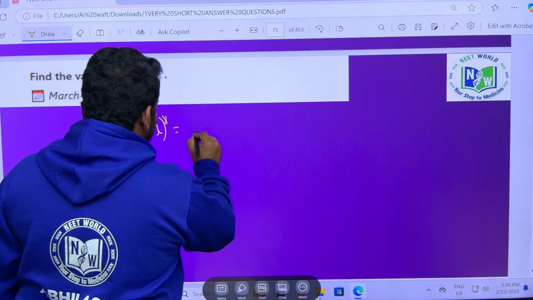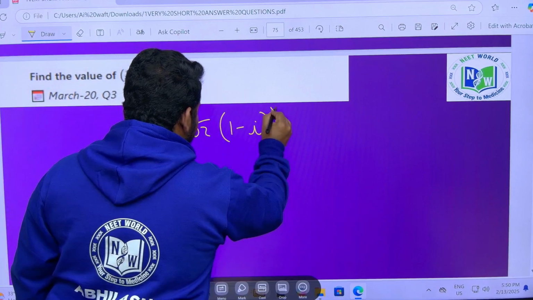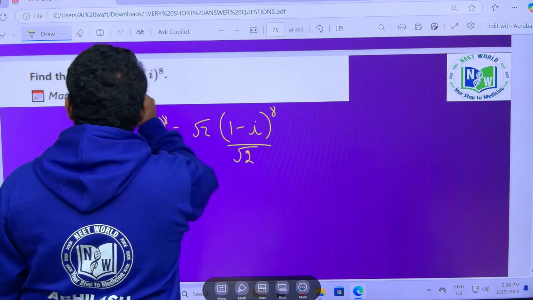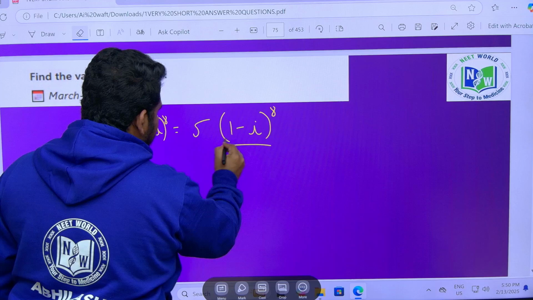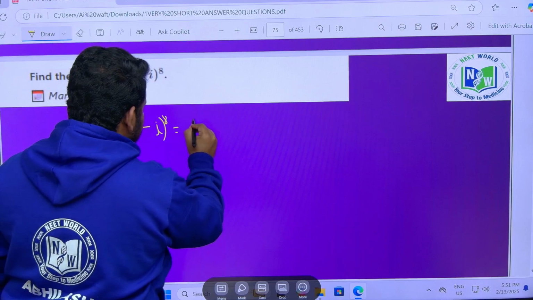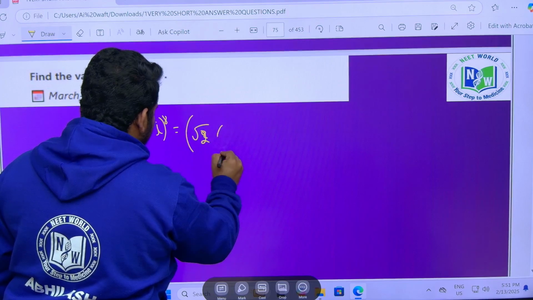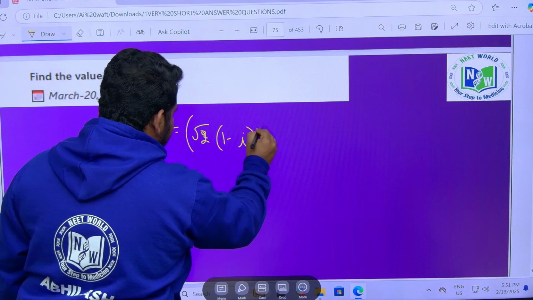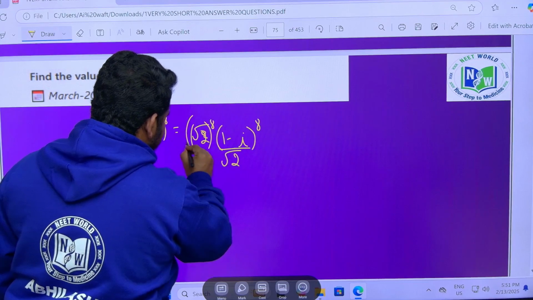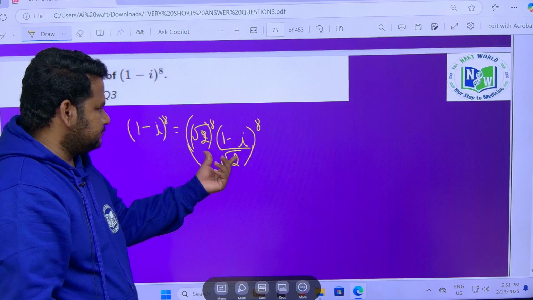So, root 2 into (1 minus i) to the power of 8 by root 2. Let me write it again. I'll multiply and divide by root 2. So let me write it here: root 2 into (1 minus i) to the power of 8, divided by root 2. Okay. I'm multiplying and dividing by this one.